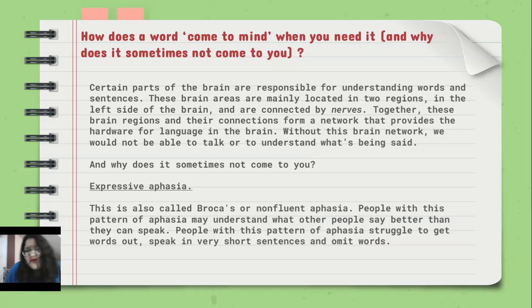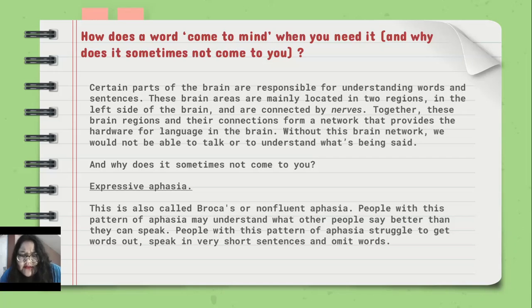How does a word come to mind when you need it, and why does it sometimes not come to you? Certain parts of the brain are responsible for understanding words and sentences. These brain areas are mainly located in two regions in the left side of the brain and are connected by nerves. Together, these brain regions and their connections form a network that provides the hardware for language in the brain. Without this brain network, we would not be able to talk or to understand what's being said.